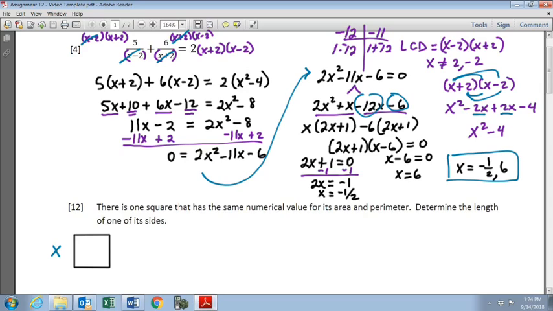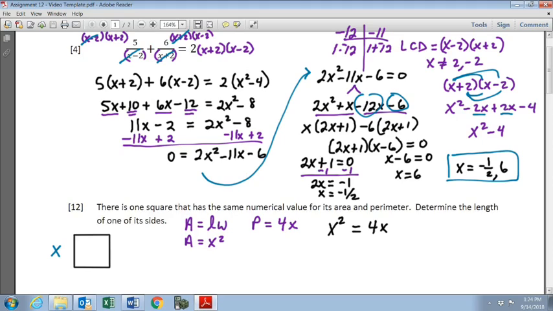So we know the area of a rectangle is length times width. In this case, it'd be x times x, or x squared. What about perimeter? We know perimeter, we add up the four sides. So we'd have x plus x plus x plus x. That's just going to be 4x. So if our area equals our perimeter, then we can say x squared is equal to 4x.